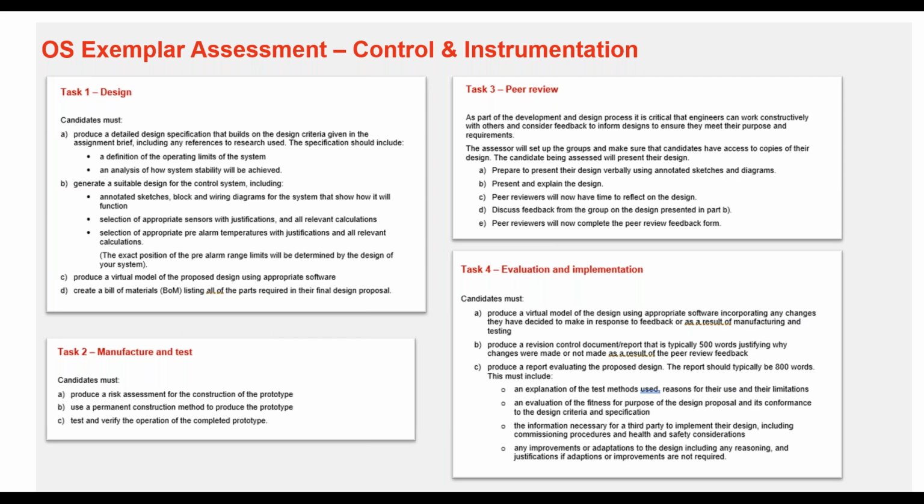So when they're manufacturing and testing, they need to do a risk assessment of the prototype, use a permanent construction method to produce the prototype. So again, within the specification, we'll give you some examples about the different types of construction methods to build a control instrumentation, and then they need to test it as well.